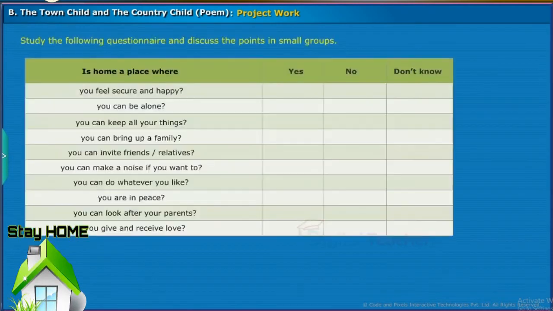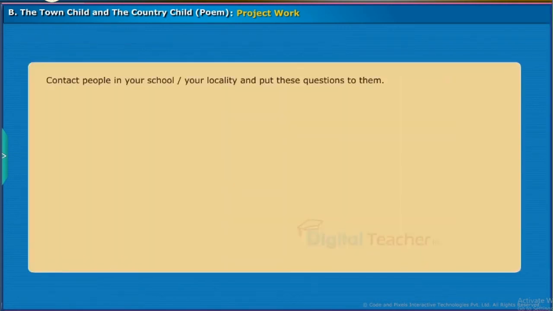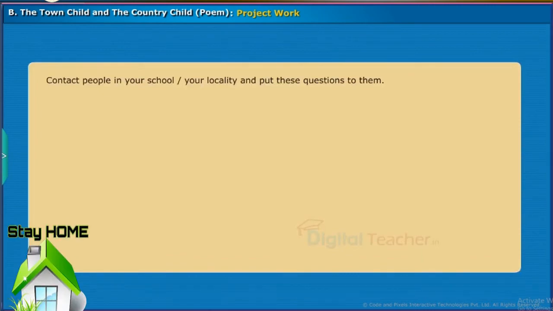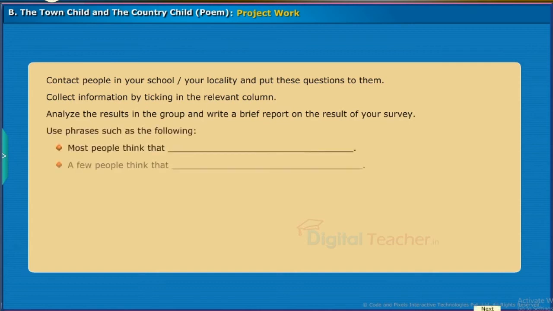Based on the previous project, take up the following project work. Study the following questionnaire and discuss the points in small groups. Contact people in your school or your locality and put these questions to them. Collect information by ticking in the relevant column. Analyze the results in the group and write a brief report on the result of your survey. Use phrases such as the following.